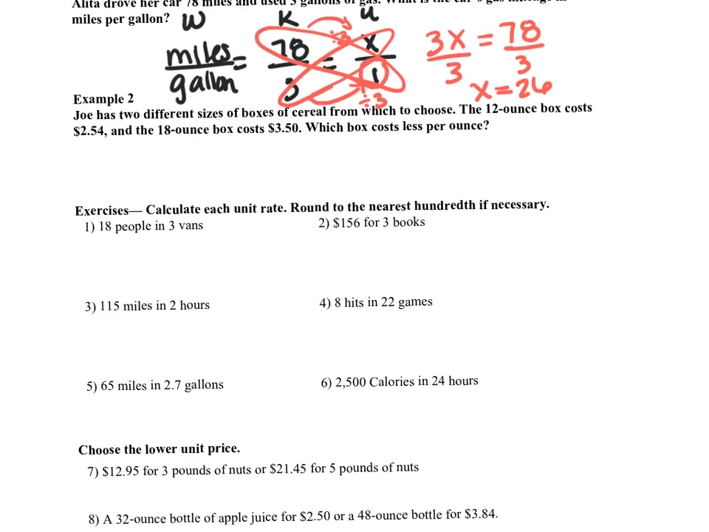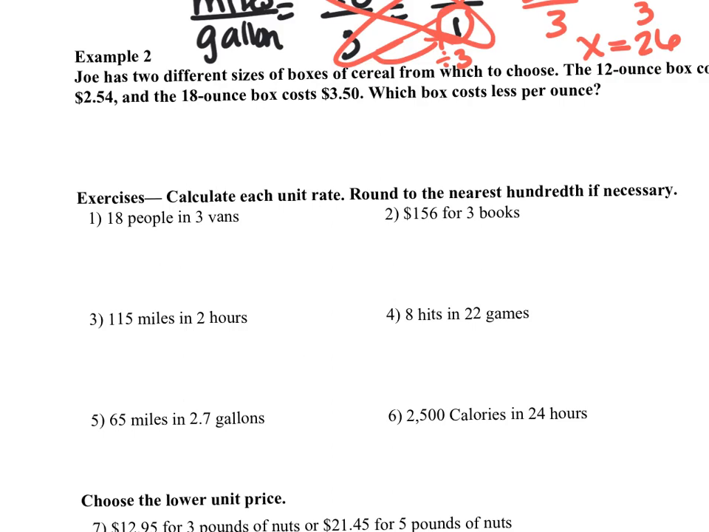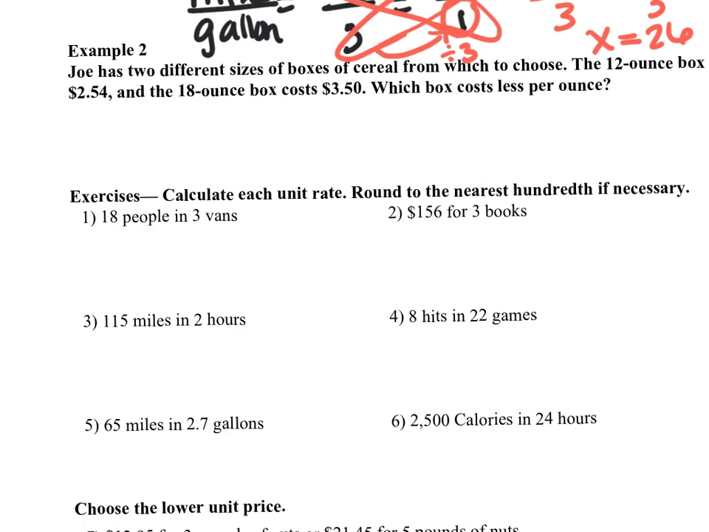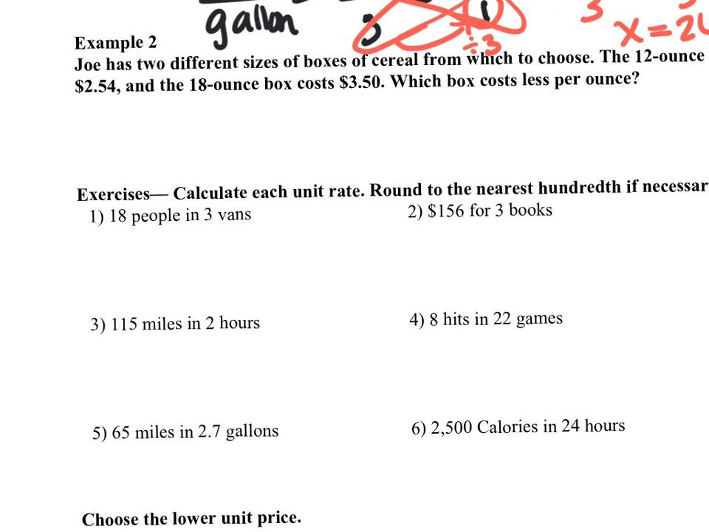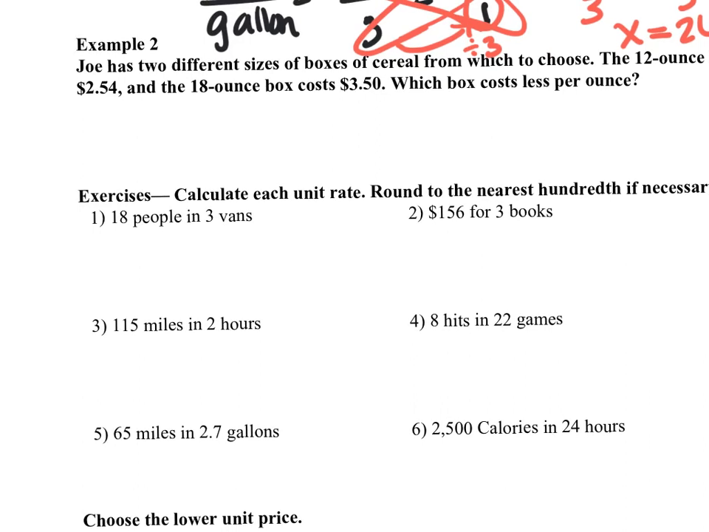Okay, so look at example 2. Joe has 2 different size boxes of cereals from which to choose. The 12-ounce box of cereal costs $2.54 and the 18-ounce box costs $3.50. Which box costs less per ounce? Okay, yes, but this is like a real life, I'm going to Walmart shopping, I got to figure out which one's the cheaper. It's not always cheaper to buy the bigger box.